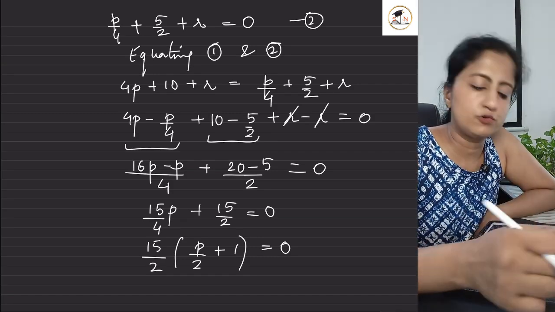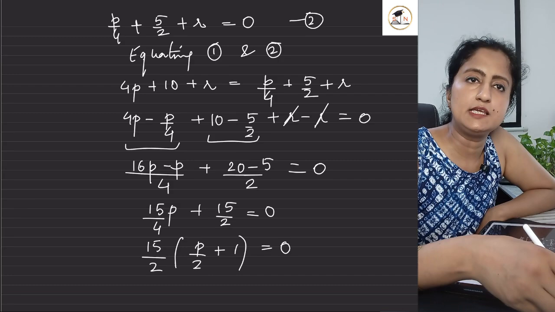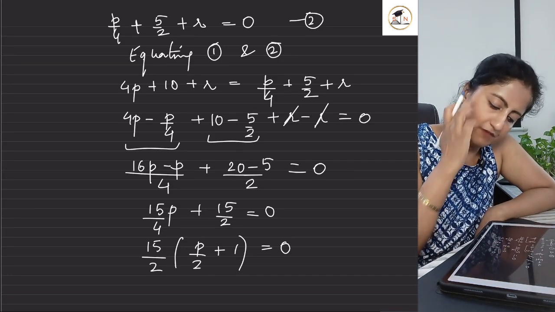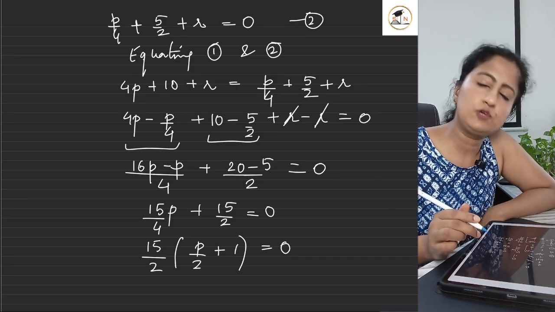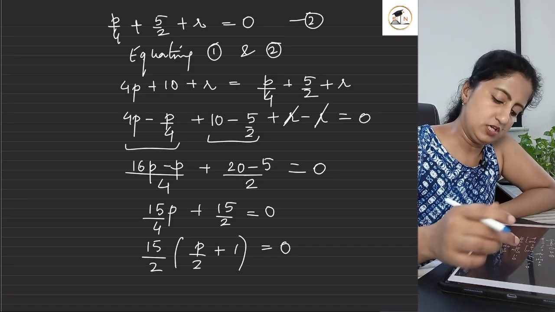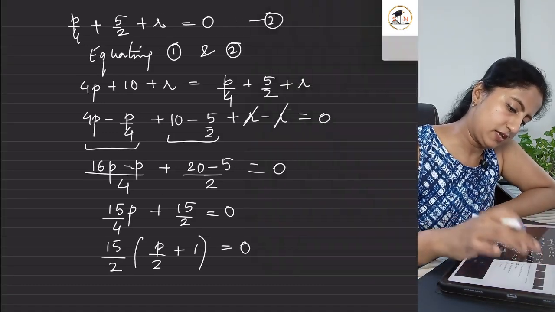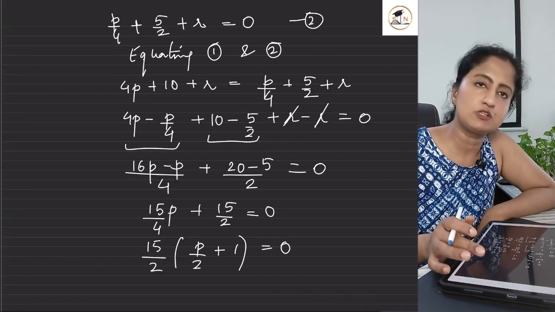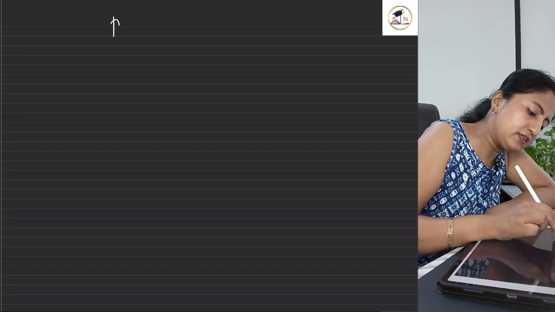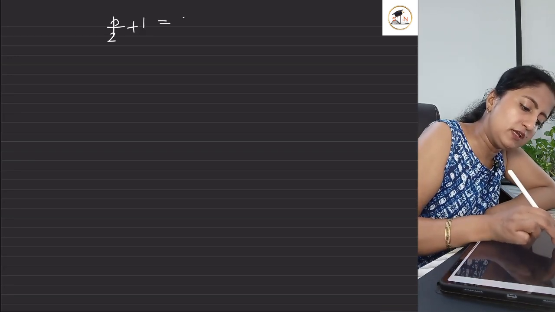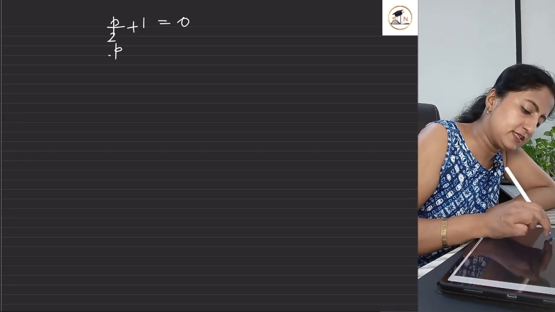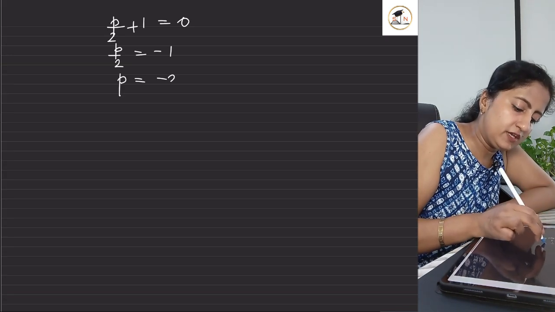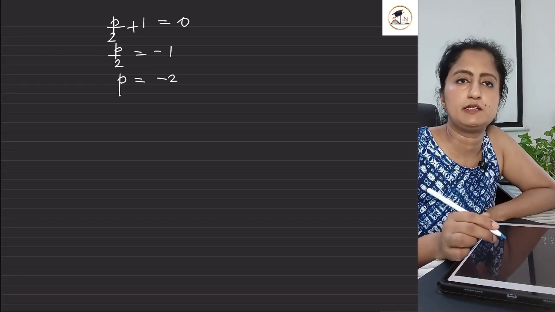This is a lengthy portion, though it appears to be pretty easy, but you need to do it very carefully and patiently. Now, we have got 15 by 2 times p by 2 plus 1 equals 0. From here, I am going to move 15 by 2 to the other side, where it dissolves with 0. So we are left with p by 2 plus 1 equals 0. That means p by 2 equals minus 1, and hence we get the value of p as minus 2.